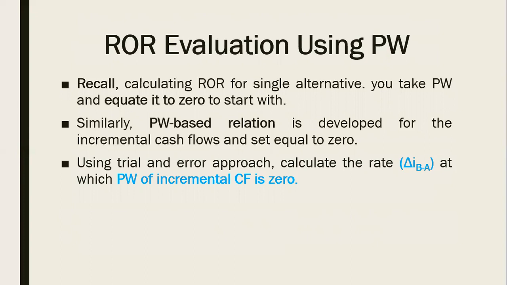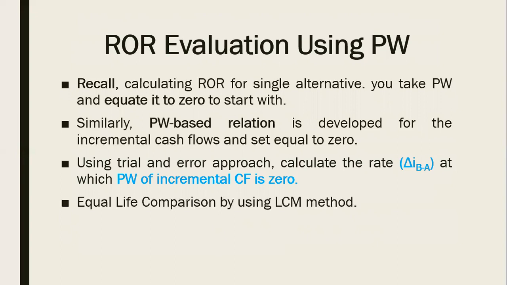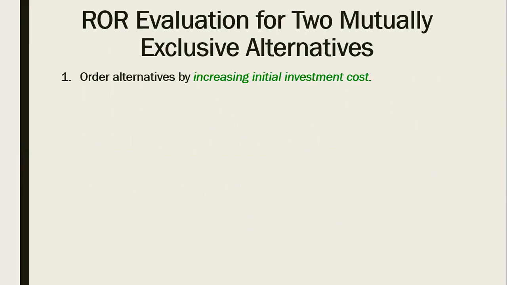Using a trial and error approach, calculate the incremental rate of return at which the present worth of incremental cash flows is equal to 0. Then, for equal life comparison by using the LCM method, you need to satisfy this assumption as well. Then, rate of return evaluation for two mutually exclusive alternatives.